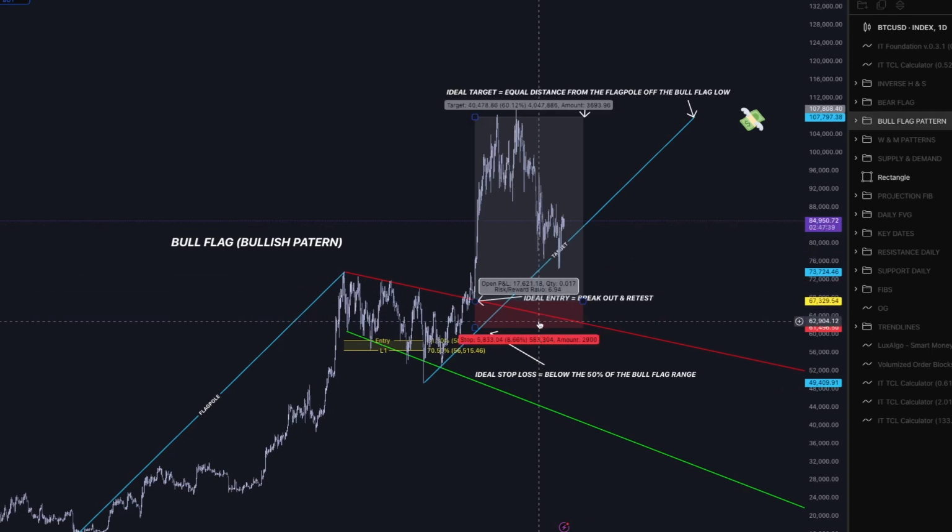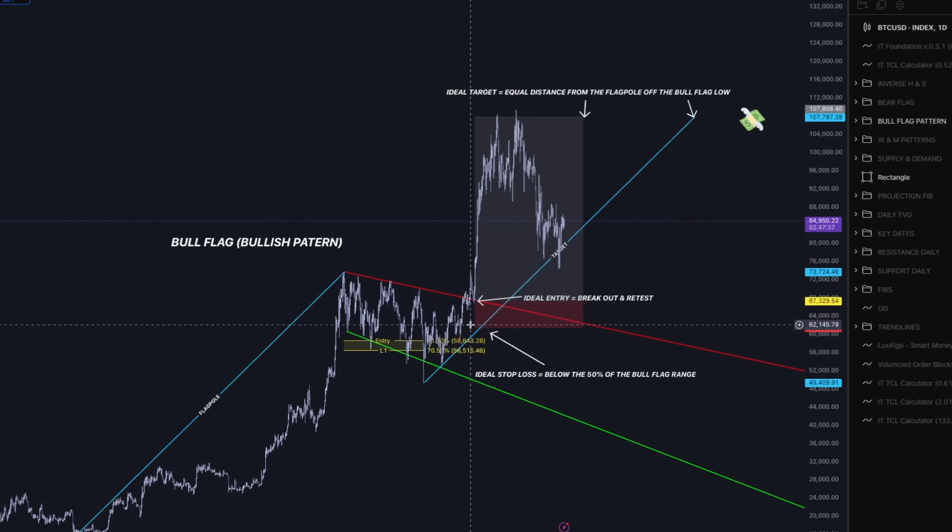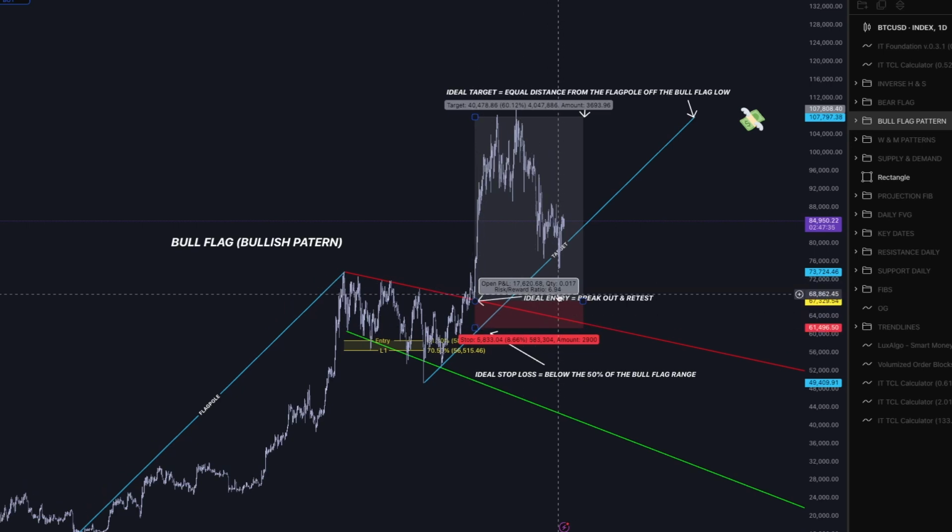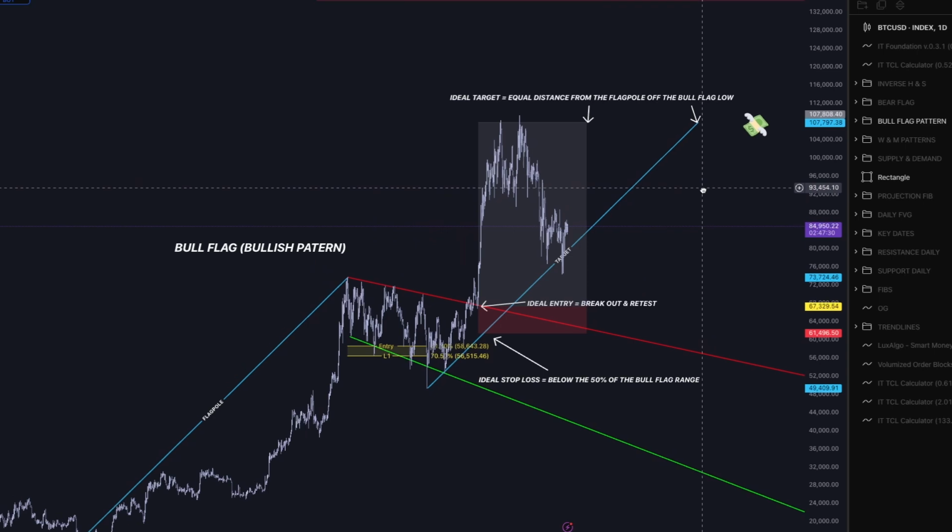So if you're risking $1,000 at this stop loss, and you rode it the whole way, you'd be up about $7,000 on that trade.